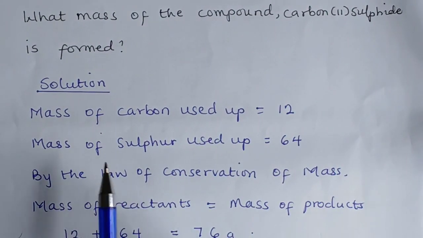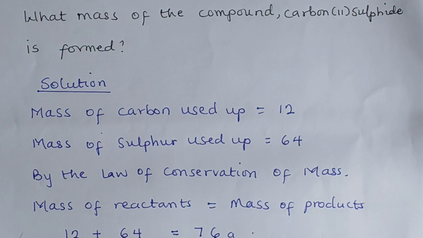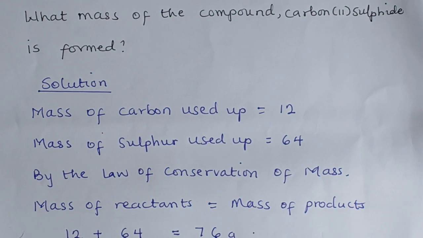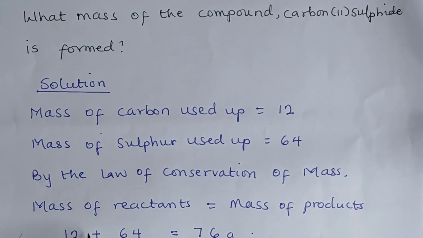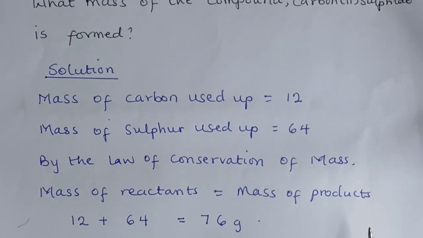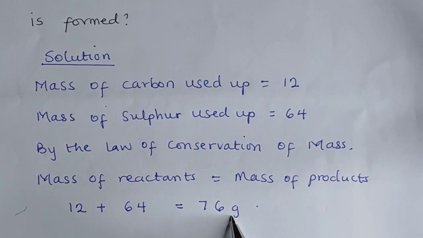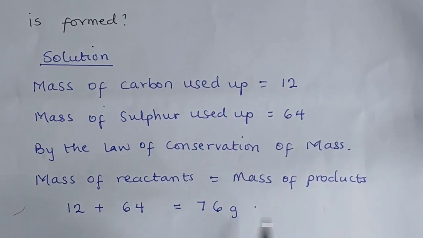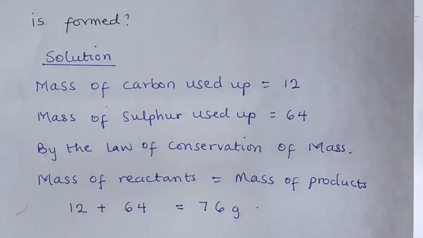At the beginning of the reaction, the mass of carbon used was 12, the mass of sulfur 64. Now, by the law of conservation of mass, the mass of reactants will be equal to the mass of product. So the two reactants here are carbon and sulfur. So 12 plus 64 definitely will give us 76 grams, which is the mass of the product. It should definitely be the mass of the product, since none of the reactant escaped.